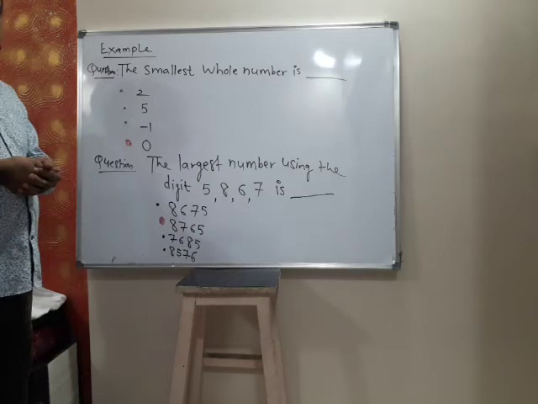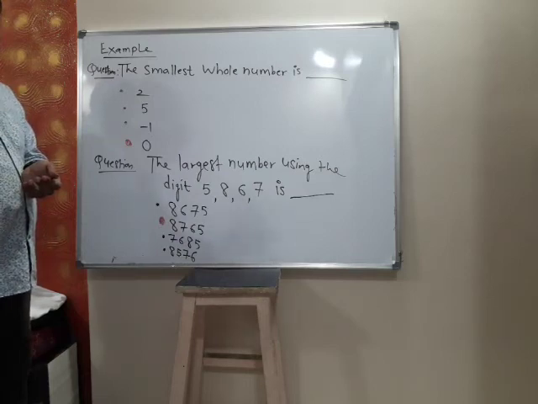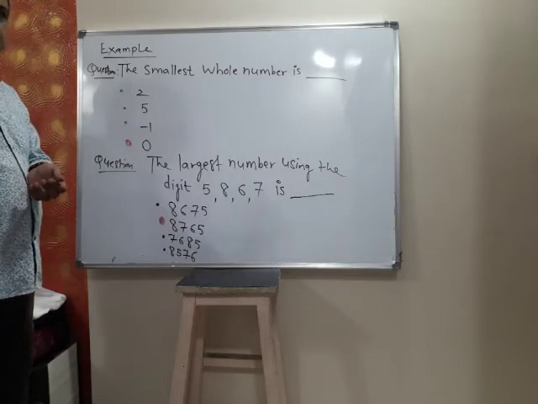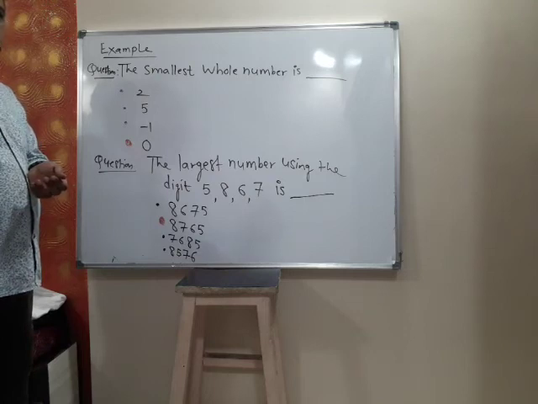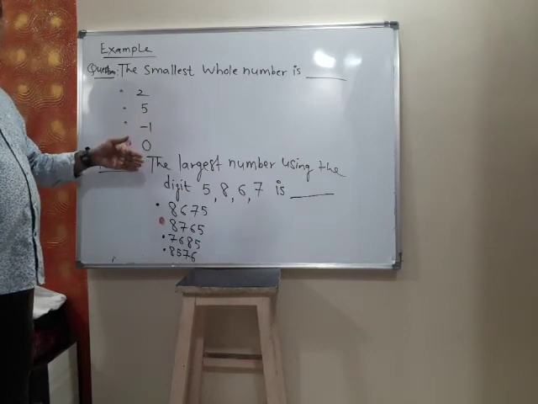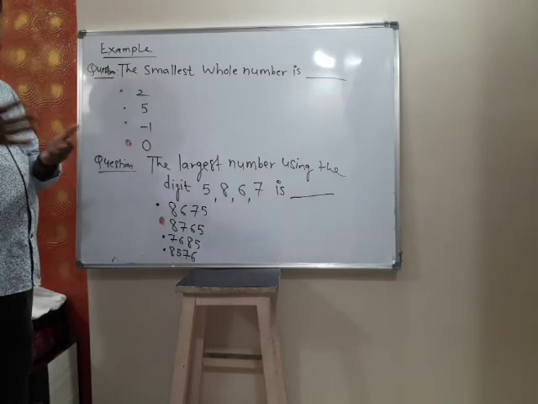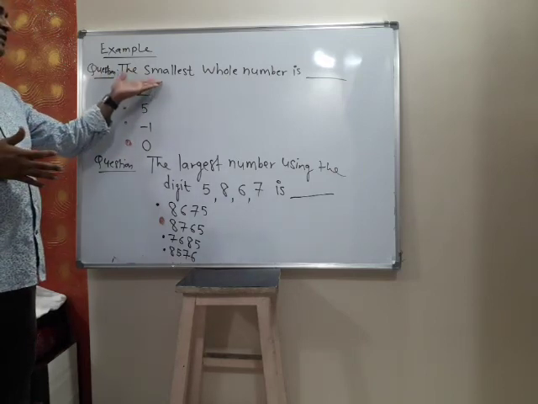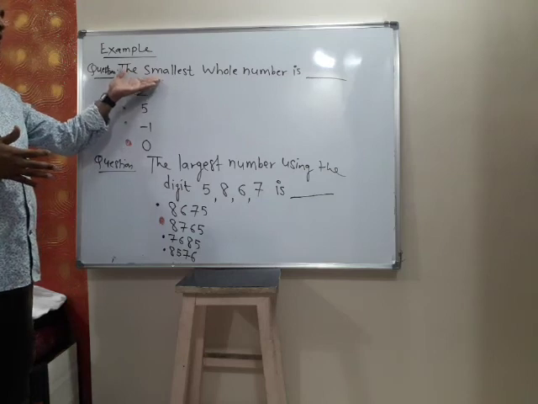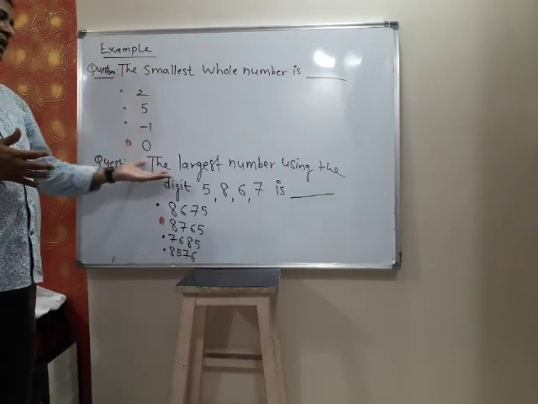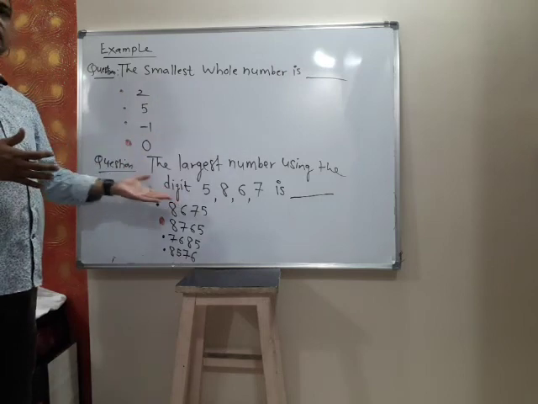And in this number system chapter mock test, I will ask conceptual questions. I will not ask big question, big answer questions. No. Small conceptual questions will be asked. For example, this is a small conceptual question: which is the smallest whole number? 0. The largest number using the digits is this.